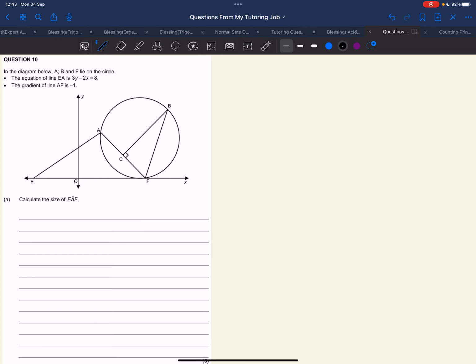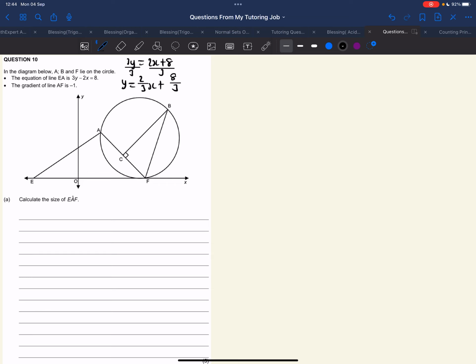To do that, you're basically going to say 3y equals 2x plus 8. Then you're going to divide both sides by 3. So that equation is going to be y equals 2 over 3 x plus 8 over 3. So that is actually the equation of EA, right?